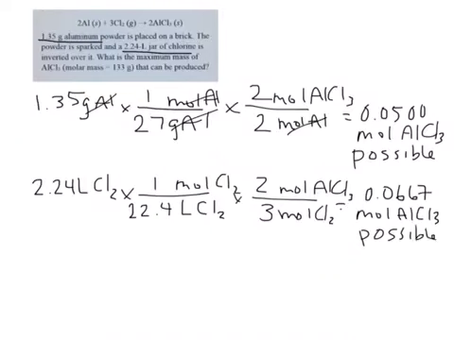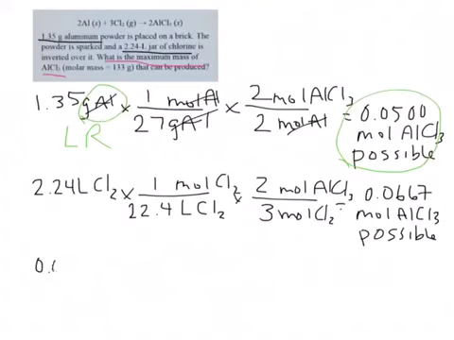Alright, now it's the time to actually think. So we've got 0.05 possible if all aluminum reacts, 0.06 if all chlorine reacts. So it's clear that this one, the aluminum, is my limiting reactant. Now we're not quite done. This problem has asked us for mass of product, and I've only found moles. So we need to do one more quick step.